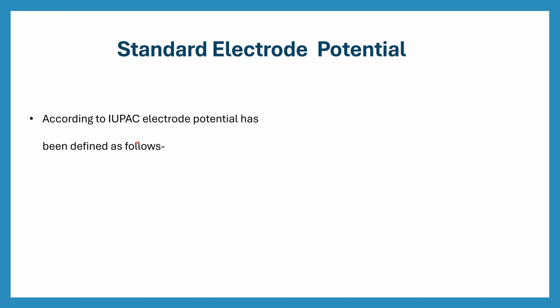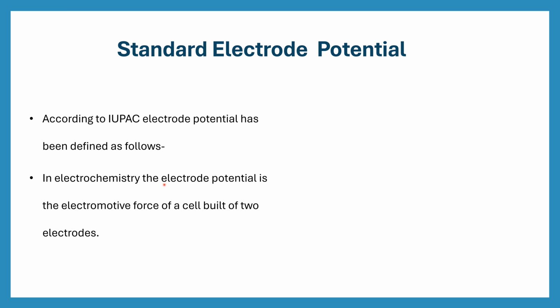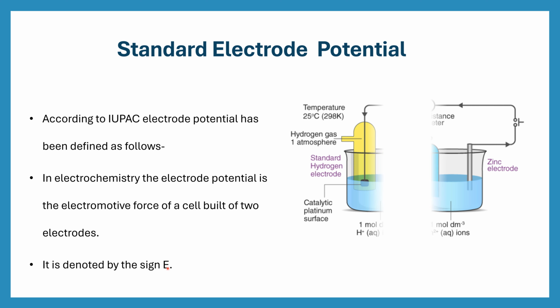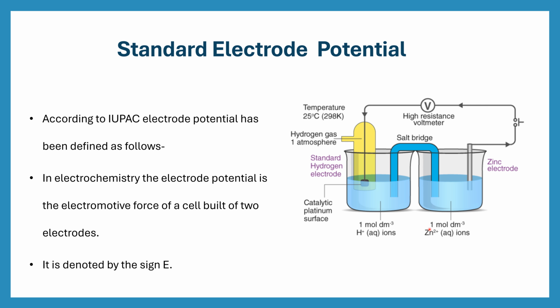So, according to IUPAC, the electrode potential has been defined as follows. In electrochemistry, the electrode potential is the electromotive force of a cell built of two electrodes. It is denoted by the sign E. Whenever we have a cell, the electromotive force between two electrodes will be the cell potential or the electrode potential. Whether it is an electrochemical cell or an electrolytic cell, the electromotive force between the two electrodes will always correspond to the electrode potential. We will study the standard electrode potential in the coming slides.